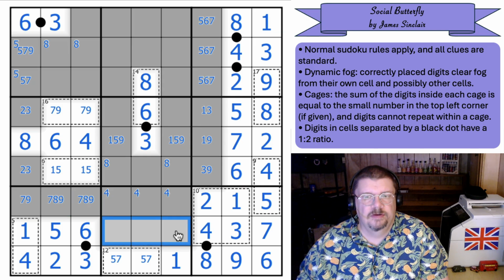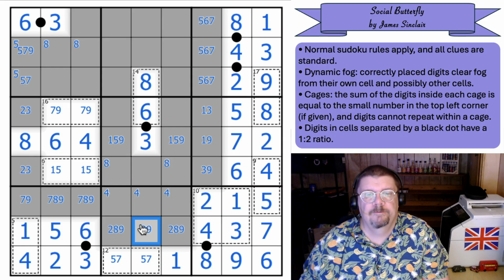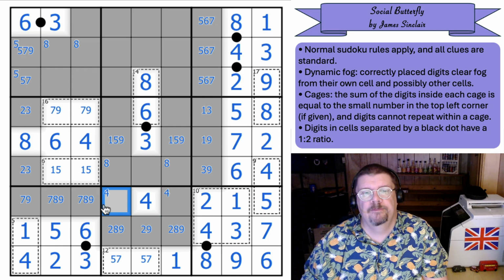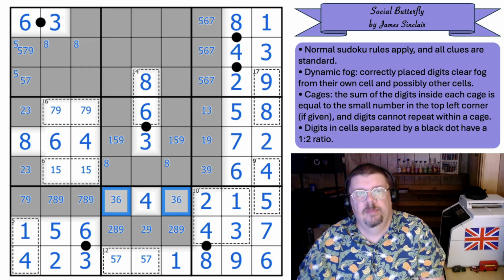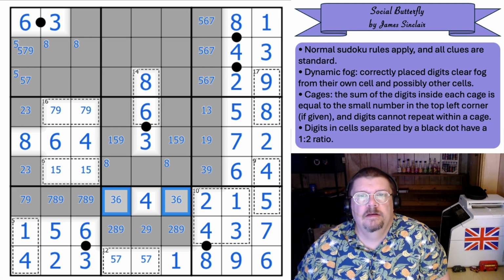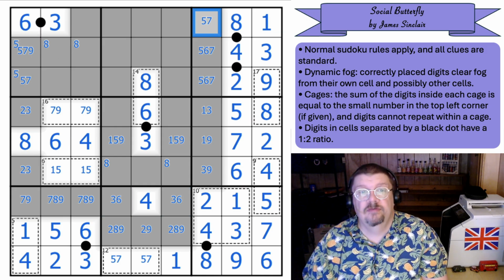So these 3 digits are 2, 8, 9. And that one is not an 8. And this is 3, 4, 6. So that's a 4. And that is a 3, 6 pair. Okay, now to find the next digit that has been staring me in the face for the past 10 minutes. So that's 6, eliminates a 6 from there.